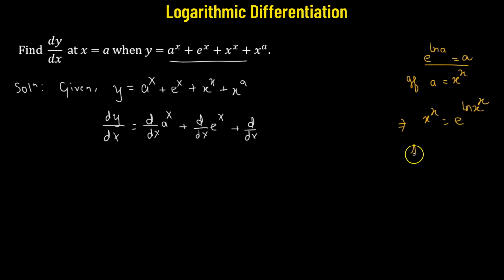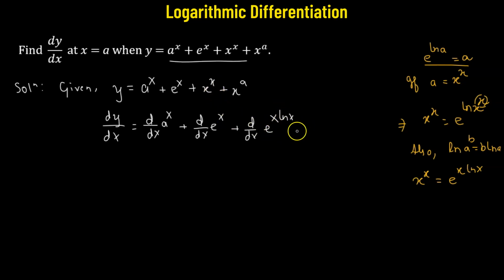Now we also know there's a property of logarithm that states that whenever we have log of a raised to the power of b, this value is also equivalent to b times log of a. So we can ultimately write x raised to the power of x as e raised to the power of x log x. What we have done is brought this x to the front and multiplied it with log x. So here we will use e raised to the power of x log x instead of x raised to the power of x.